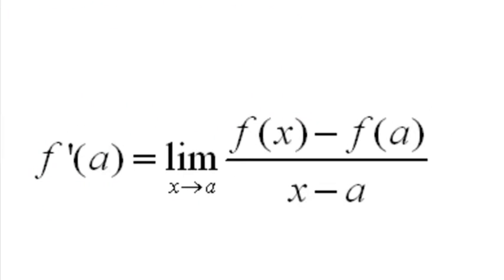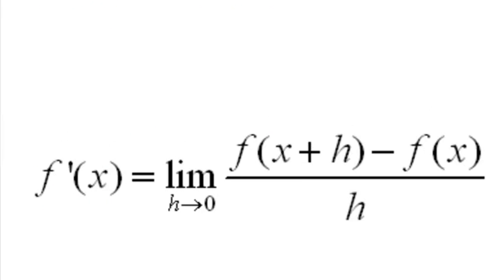And then more generally, we'll consider f prime of a. But then for some reason, we don't want to express the derivative as a function of a, so we rewrite it in terms of x. And in fact, we change the definition of derivative so that the change in x is denoted by h. This seems to be the preferred definition of derivative because it emphasizes the fact that it's a function of x.